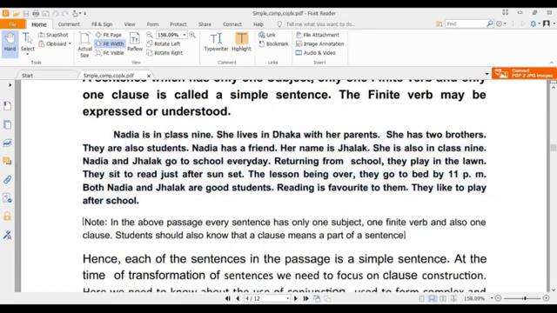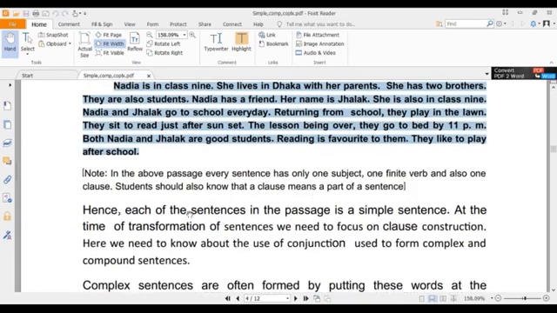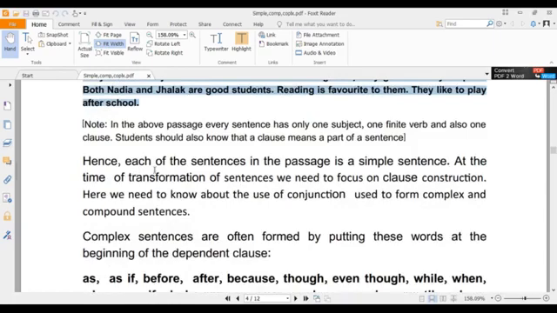Nadia is in class 9. It has a subject, and is is the finite verb. She is the subject and lives is the finite verb, and she lives with his parents. It is a simple sentence. She has two brothers. She is the subject, has is the finite verb. Only one subject, only one finite verb. All of the sentences contain only one subject and only one finite verb. These all are simple sentences. Hence, each of the sentences in the passage is a simple sentence.